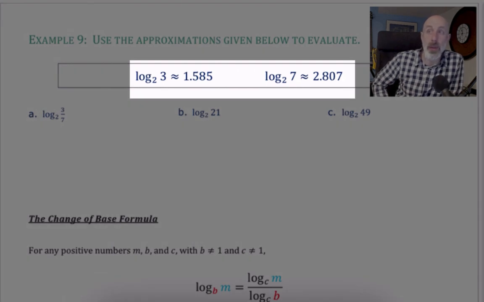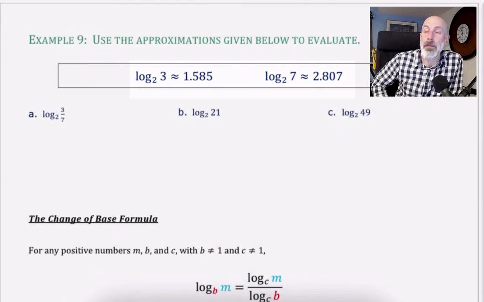Log base 2 of 3 is 1.585. This is true, but even if it wasn't, you can still run with it. And log base 2 of 7 is approximately equal to 2.807. Both of these, of course, have been rounded. I neglected to say that with the first one. You can do this even if it wasn't log base 2, like maybe it was log base A and it was just an arbitrary value.